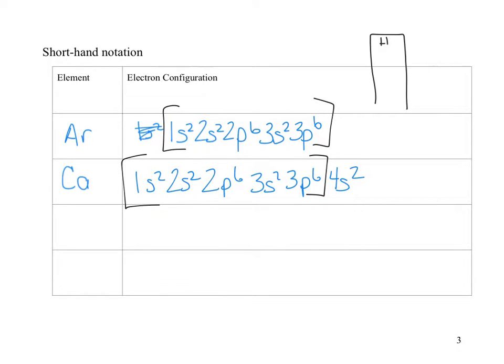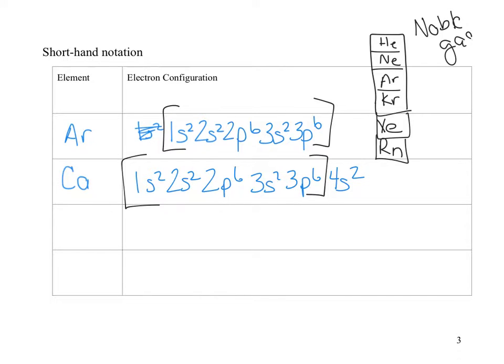So we get to helium, we get to neon, we get to argon, we get to krypton, xenon, and radon. These are what are known as the noble gases. All right, so we get to the end of the table, we get to the noble gases, and then we just start a new row.